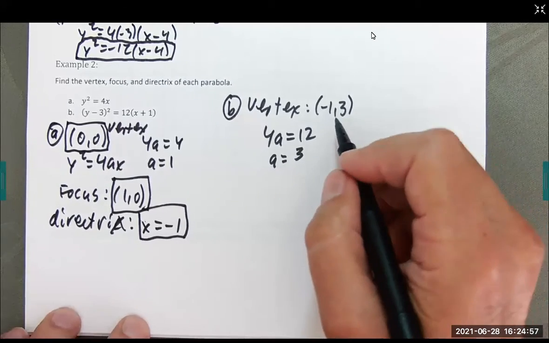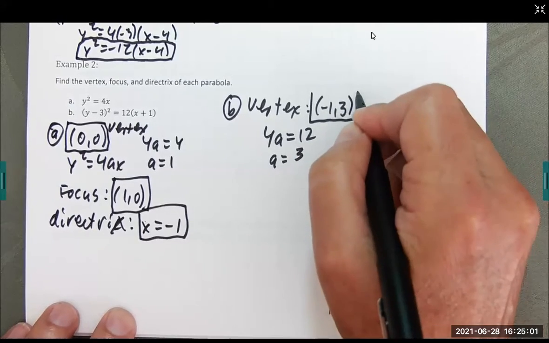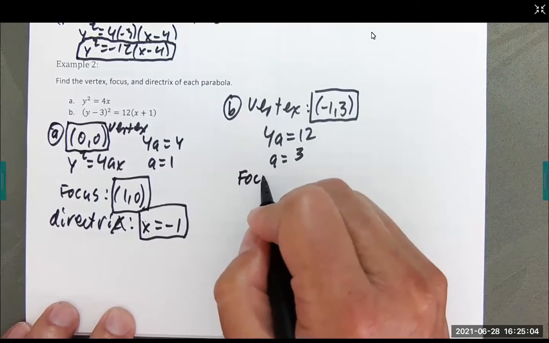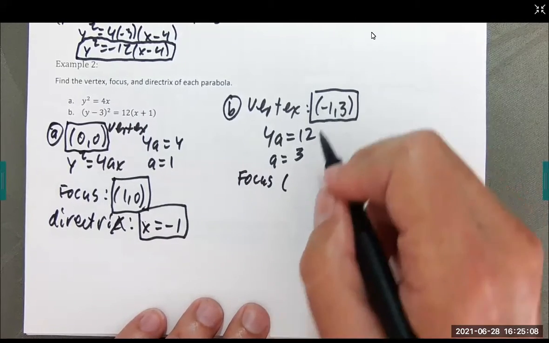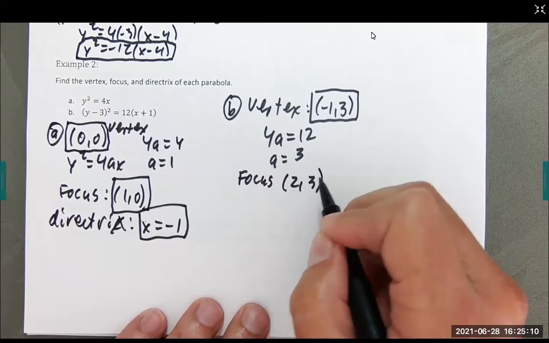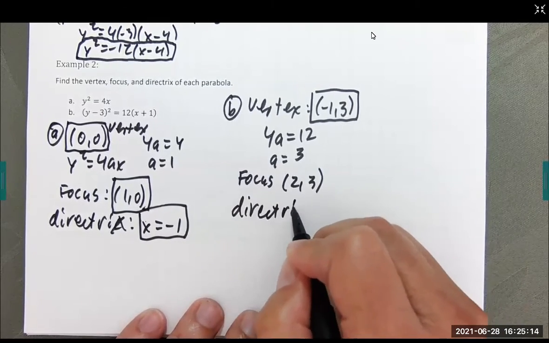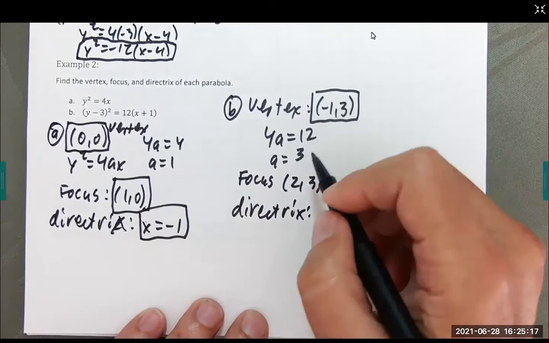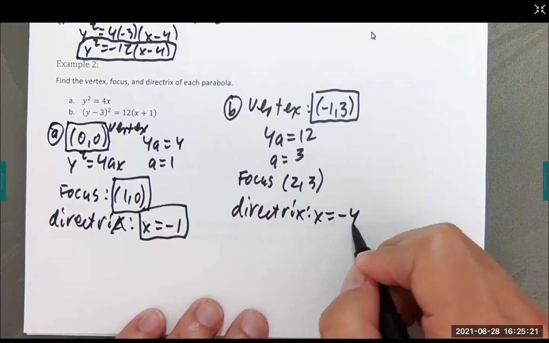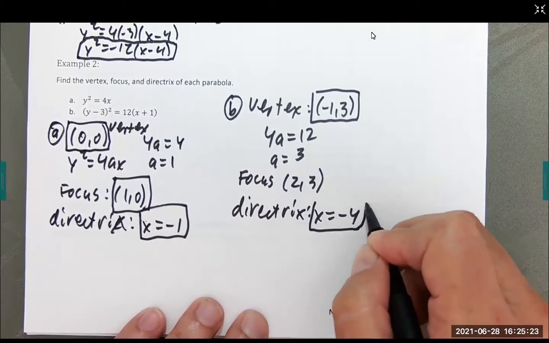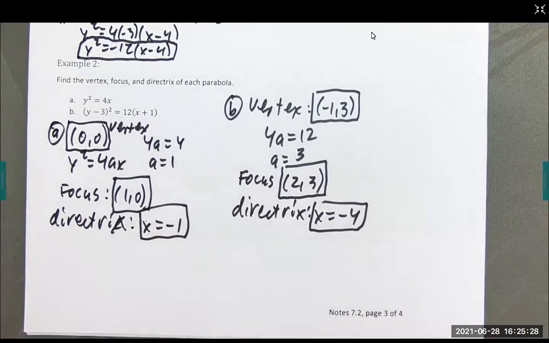our vertex is here. That means our focus is at, I'm going to add 3 to that. So that's going to be 2, 3. And the directrix, and so I'm going to be subtracting 3 from that. So that's going to be x equals -4. All right.